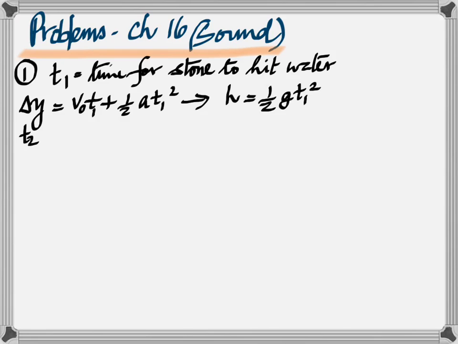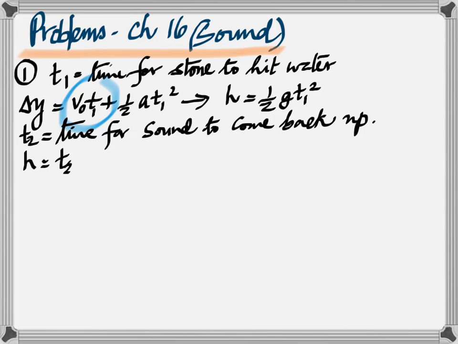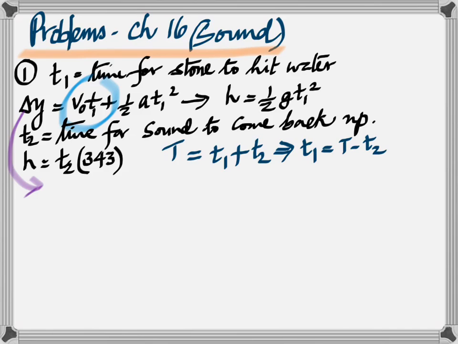Because the first term becomes 0, because the initial velocity is 0. And then T2 is the time for the sound to come back up. And the total time is the sum of the 2, which is given as 3 seconds. So I'm now trying to substitute. That's all I'm trying to do. Okay, we have set up our 2 equations. And you have to substitute and solve it, isn't it?